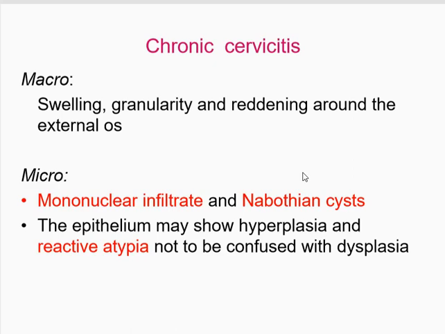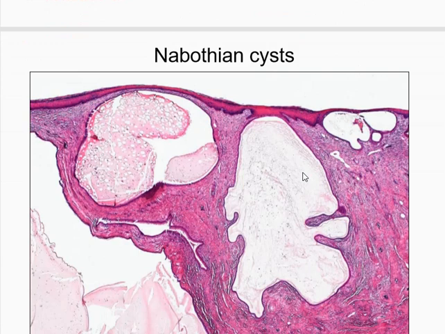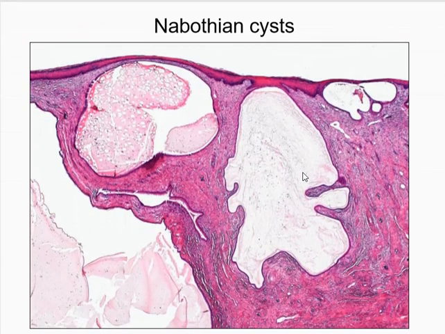is development of Nabothian cysts, which I will demonstrate on the next slide. The epithelium may show hyperplastic changes and may even become atypical, but this is reactive atypia, not to be confused with neoplastic changes, dysplasia. So these are Nabothian cysts, and these cysts are cystically dilated endocervical glands because of squamous metaplasia and obliteration of the final part of the gland leading to the endocervical mucosa.